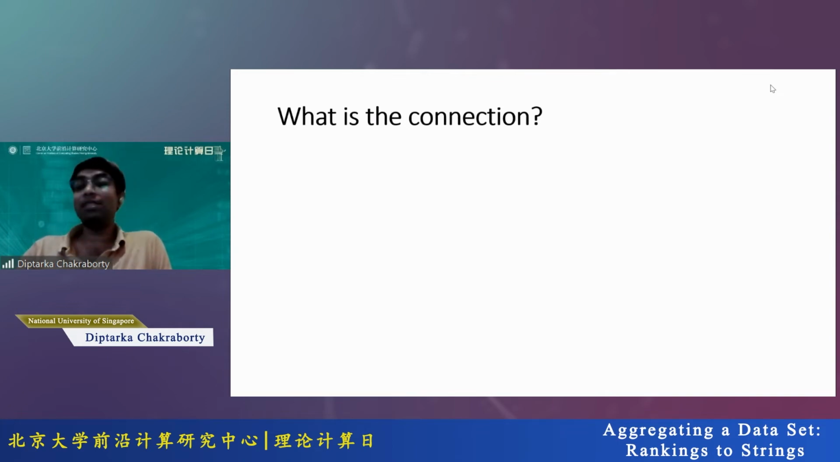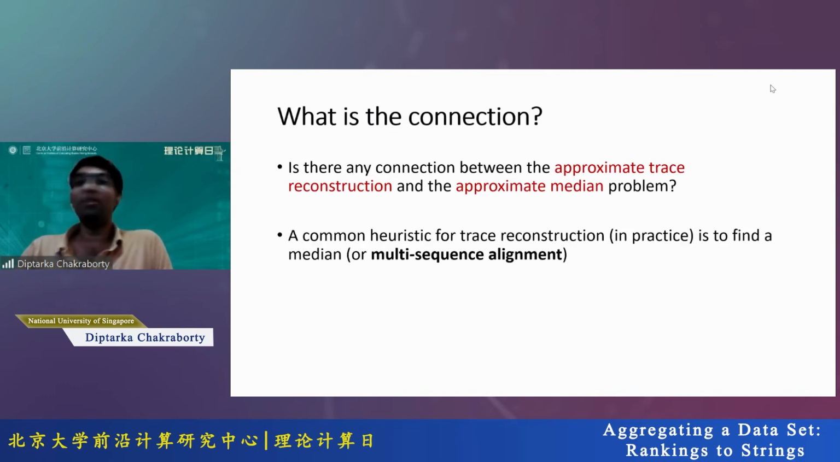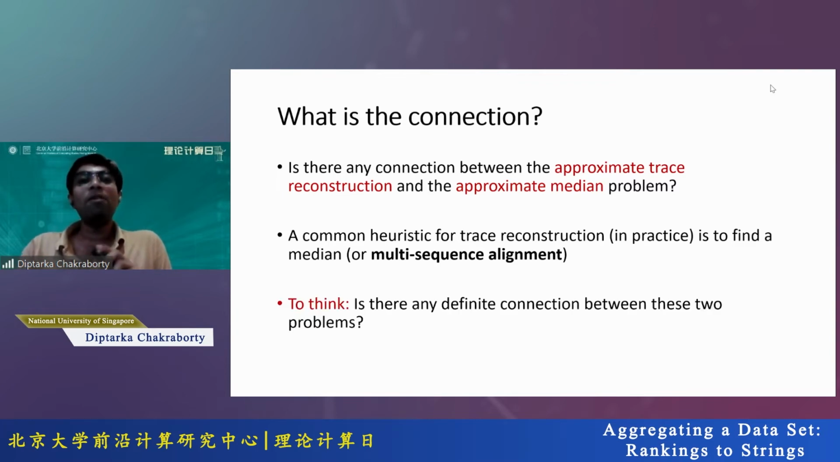So now, what is the connection between trace reconstruction and approximate median? As I mentioned earlier, this is one of the common heuristics that practitioners use. They just find the median instead of doing trace reconstruction. Here I also mentioned the term multi-sequence alignment. I'm not going to define it, but I just want to mention that in many places, instead of median, you will see this term. Basically, median with respect to edit distance is exactly the same as multi-sequence alignment, which is just a reformulation of this problem. So is there a definite connection? As a heuristic people use it, but so far we don't know any formal connection between these two problems.